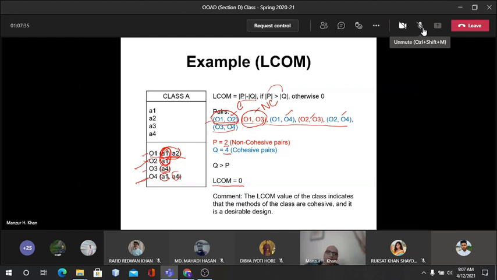0 means there is no lacking of cohesion. So the final comment about this design, class A: the outcome value of this class indicates that the methods of the class are cohesive and it is a desirable design. So the design of class A is desirable. That means the class is cohesive.